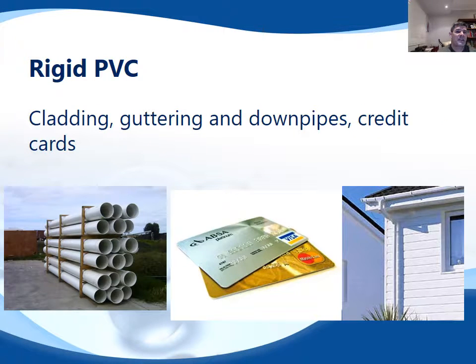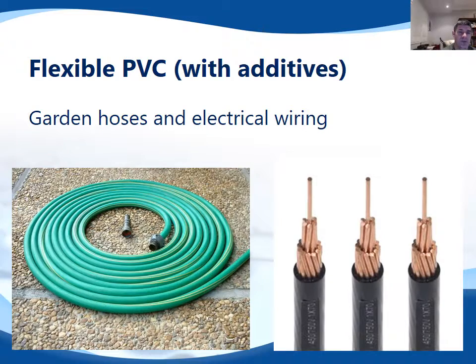Things that are made out of PVC include piping, electrical and water pipes, because obviously it's inert, it's not going to dissolve in water or anything like that. Credit cards, another thing you may not be aware of that can be made from PVC, and the water pipes that we see on our homes.